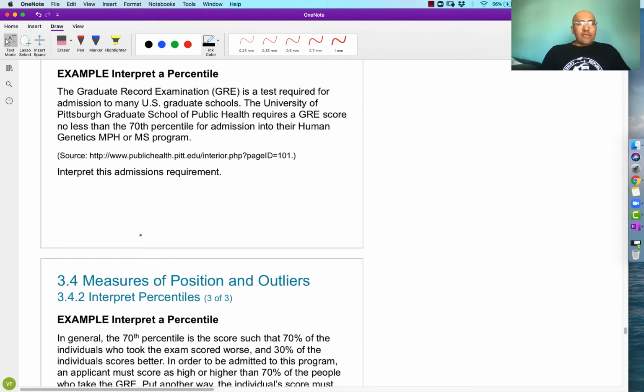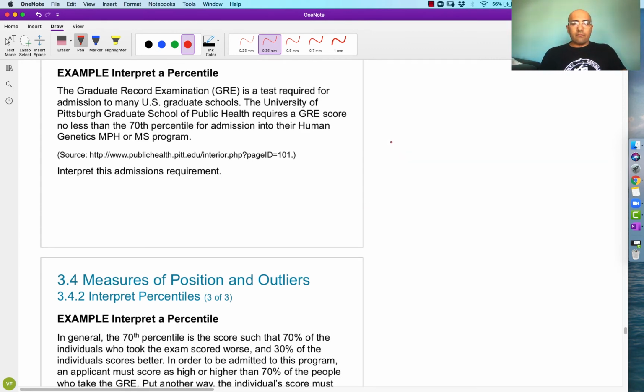Okay, so for example, the Graduate Record Examination, GRE, is a test required for admission to many U.S. graduate schools. The University of Pittsburgh Graduate School of Public Health requires a GRE score no less than 70th percentile for admissions into the Human Genetics MPH or MS program. Okay, interpret this admissions requirement.